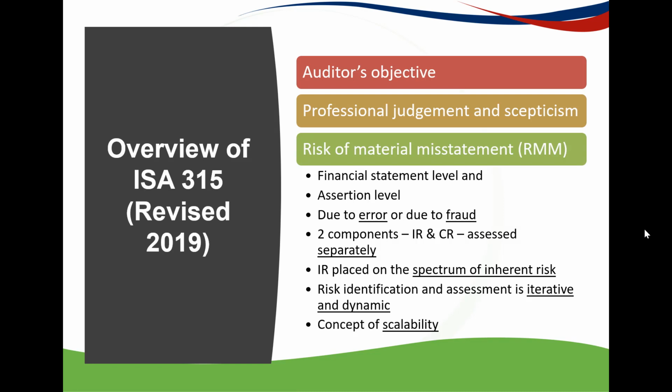On this slide, I'm just giving you an overview of ISA 315 revised 2019 version, and we will discuss all of these elements in a bit more detail later on. So firstly, it's important for you to keep the auditor's objective in mind. Now, to remind you, ISA 200 stipulates that the auditor's overall objective when conducting an audit is to obtain sufficient and appropriate audit evidence to reduce audit risk to an acceptably low level.